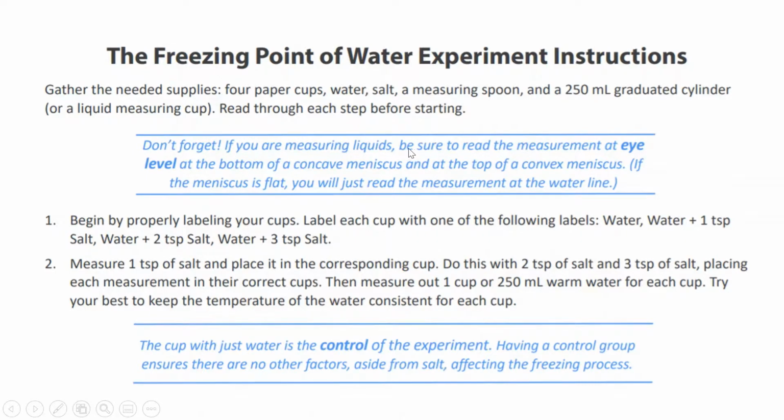If you are measuring liquids, be sure to read the measurement at eye level, at the bottom of a concave meniscus, and at the top of a convex meniscus. If the meniscus is flat, you will just read the measurement of the water line.